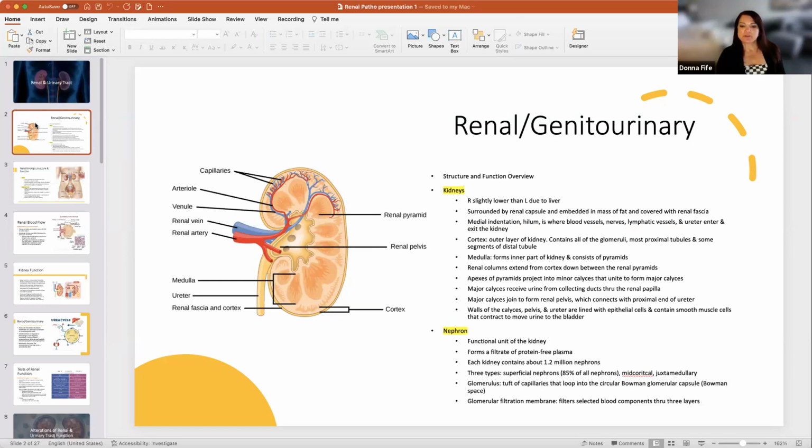The glomerulus is a tuft of capillaries that loops into the circular Bowman glomerular capsule, or the Bowman space, and the glomerular filtration membrane. This filters selected blood components through the three layers.